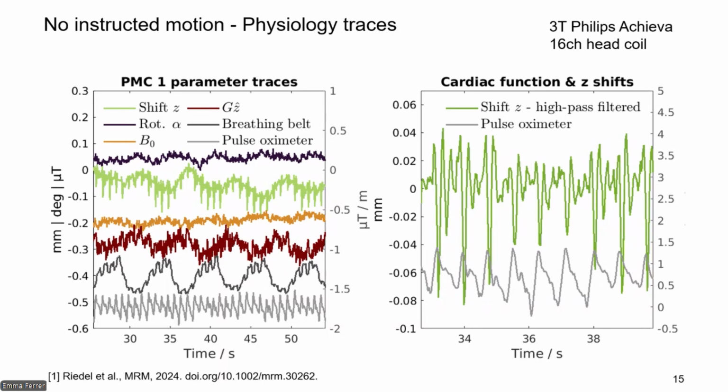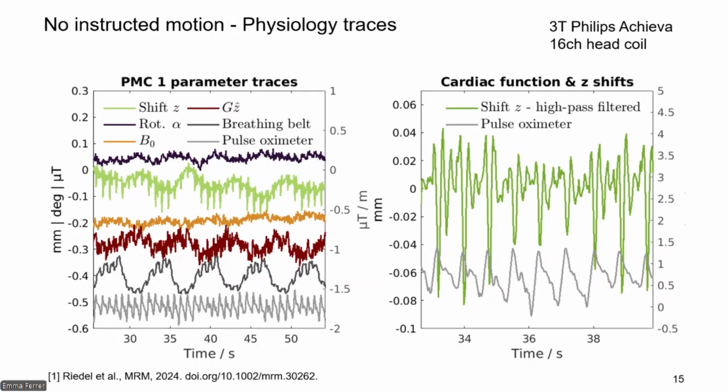A little look at the motion traces that we get out of our method. There's quite some physiology inside, and I'm always happy to look at this data. So on the left chart here, you see a bunch of parameters, breathing belts and pulse oximeter. The dark gray is a breathing belt. And when you look at some parameters like the Z shift, so the shift up, you see that the breathing is inside, and also the Z gradient, the field gradient in Z direction caused by the breathing, is captured by this method.